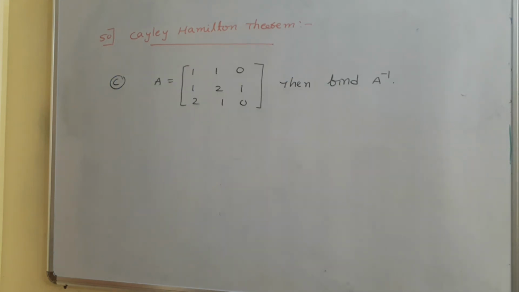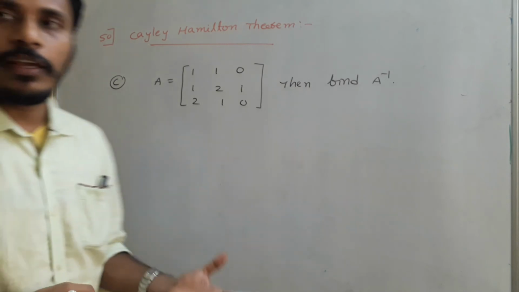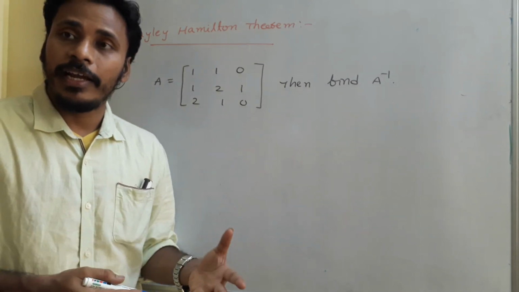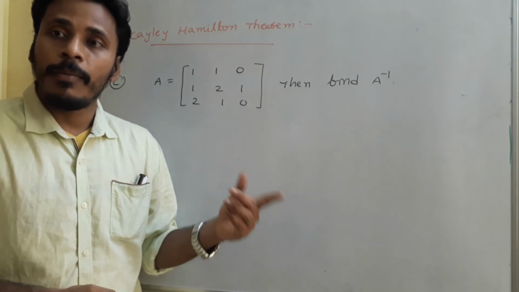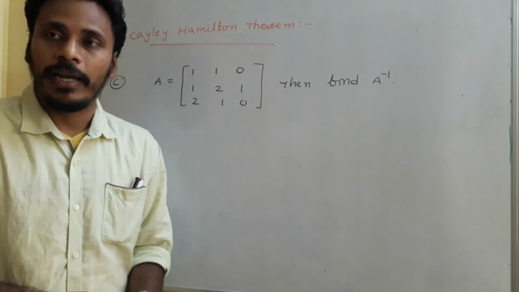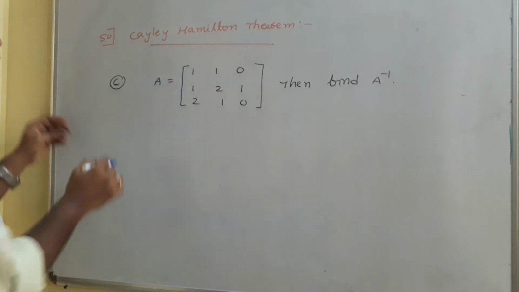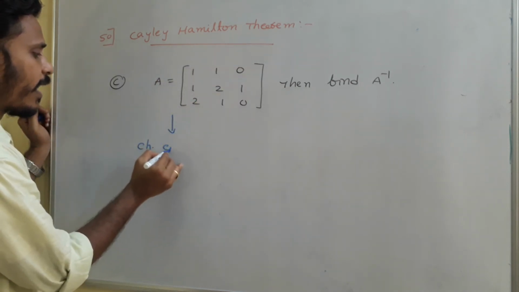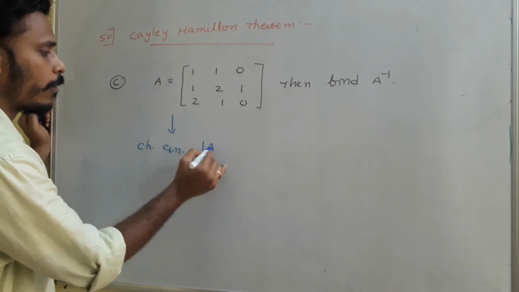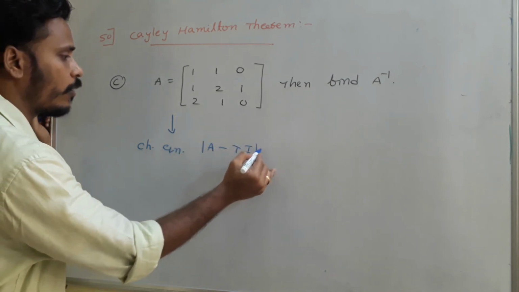The next problem is a matrix A is given and they ask us to find A inverse. Actually we know the way of finding A inverse just by calculating the adjoint and then multiplying with 1 by determinant of A. But the Cayley-Hamilton theorem somewhat helps us to find A inverse in a simple manner. This is A, and its characteristic equation is determinant of A minus lambda I equals 0.